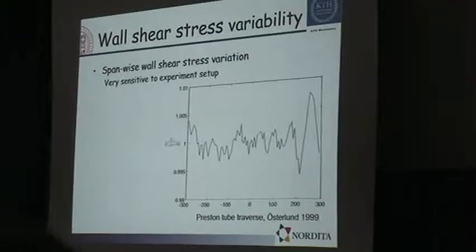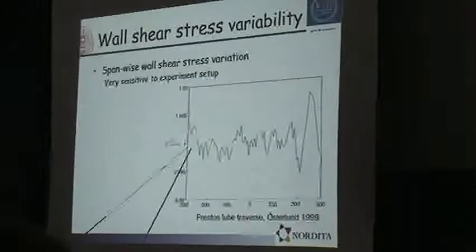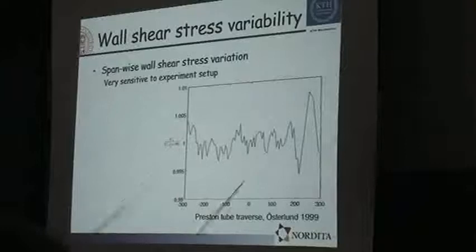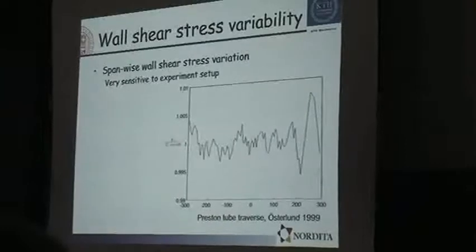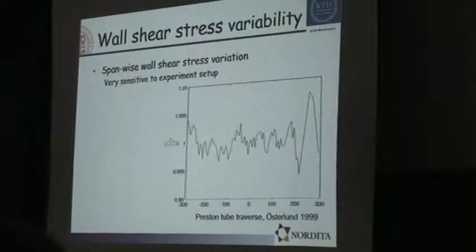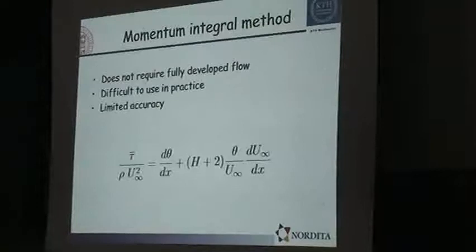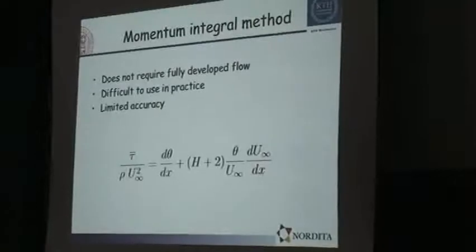So even if these values are not exact, you have fairly good information about the variability of your measurements. Basically, what you show is that the span-wise variability is about a fraction, this is 0.5%, so this would be something like 0.1, 0.2%. So you can get a very homogeneous span-wise wall shear stress distribution if you have a well-designed experiment.